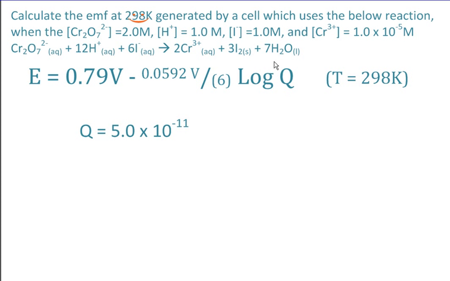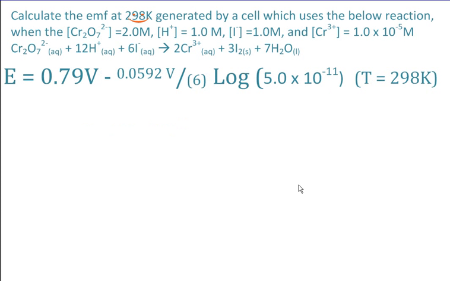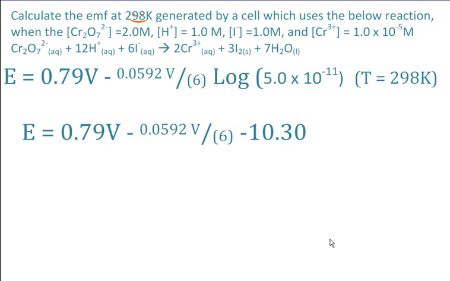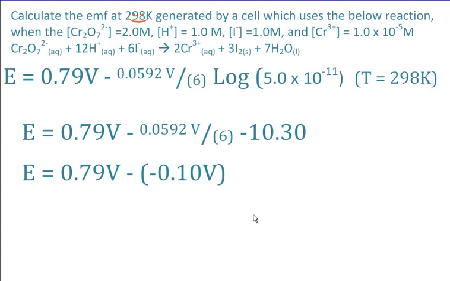Plug that value in for Q, and our equation is going to look like that right there. And now all we've got to do is solve. Log of 5 times 10 to the negative 11 is negative 10.30. Multiply that by this right here, and we end up with a negative 0.10 volts. Take that, add it to this, and we have our new voltage of 0.89 volts.